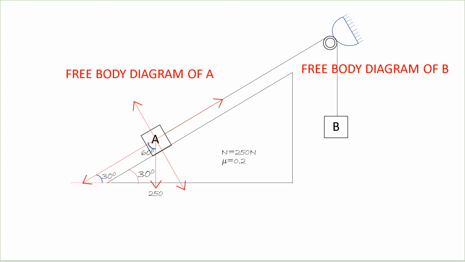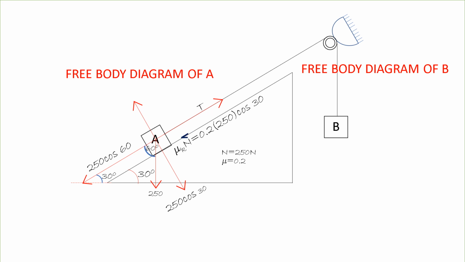The horizontal component of the weight is 250 times cosine of 60 degrees, while the vertical component is 250 times cosine 30 degrees. And the force due to friction, which is directed opposite to the motion, is 0.2 times 250 times cosine 30 degrees. Now let us draw next the free body diagram of block B.